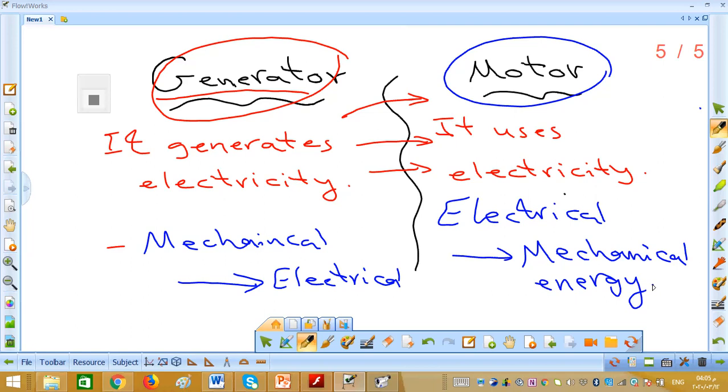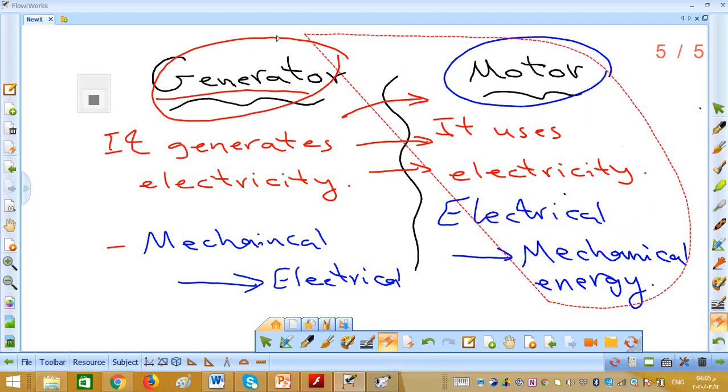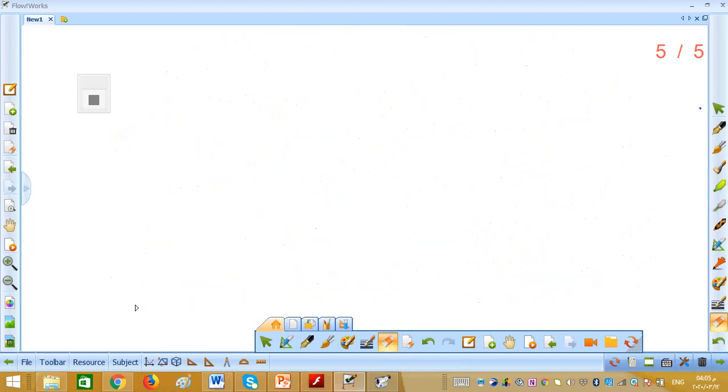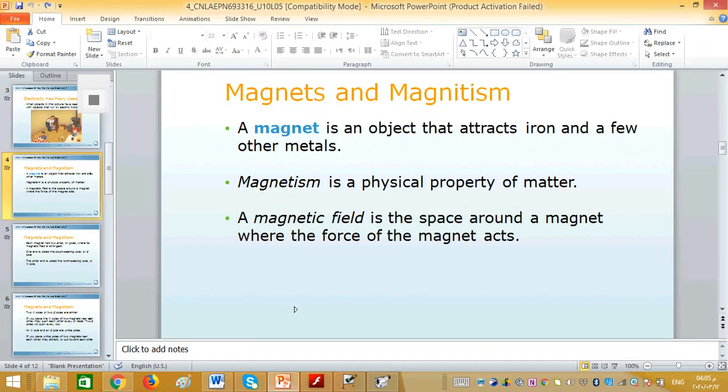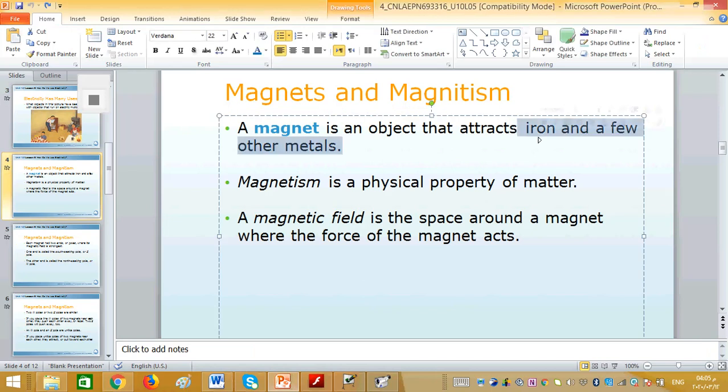Then we know about magnets. You took magnets before, but let's remember and let's add some new ideas about magnets. We all know magnets, and we have different shapes and sizes of magnets. So to define magnet, what does magnet mean? Magnet is an object that attracts iron and a few other metals.